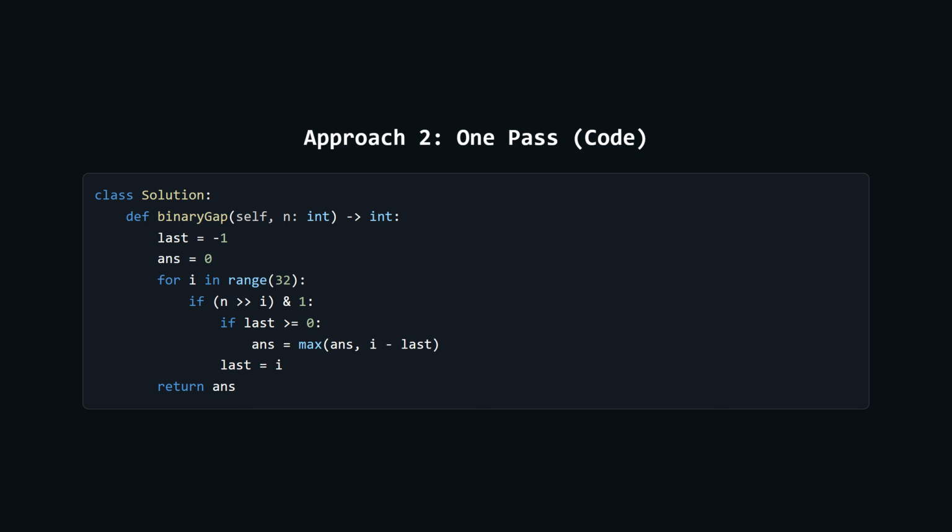Notice we got rid of the list completely. Instead, we have a variable called last, initialized to -1, to keep track of our previous index. Let's break down exactly how the inside of this loop works.